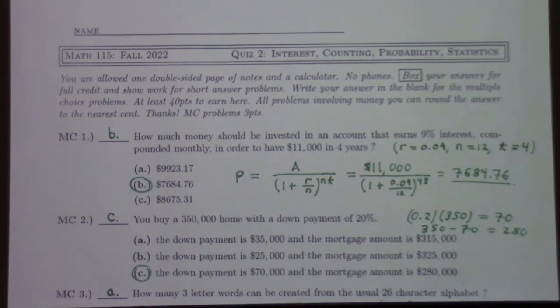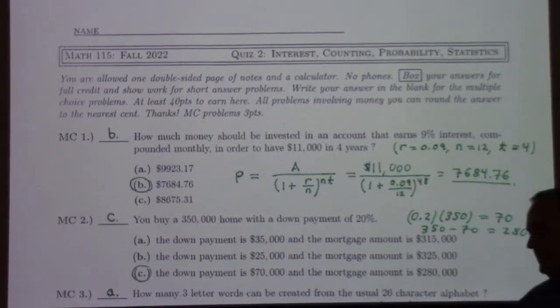So problem number 1, the question was how much money should be invested in an account that earns 9% interest compounded monthly in order to have $11,000 in 4 years. So I think if you take a look, you'll see that almost every question on this quiz is either close to an example in class or it is a WebAssign problem, right?